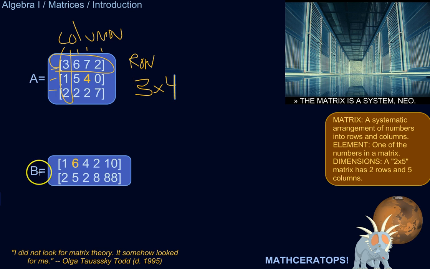Matrix B is a 1, 2 by 1, 2, 3, 4, 5. It's a 2 by 5 matrix.